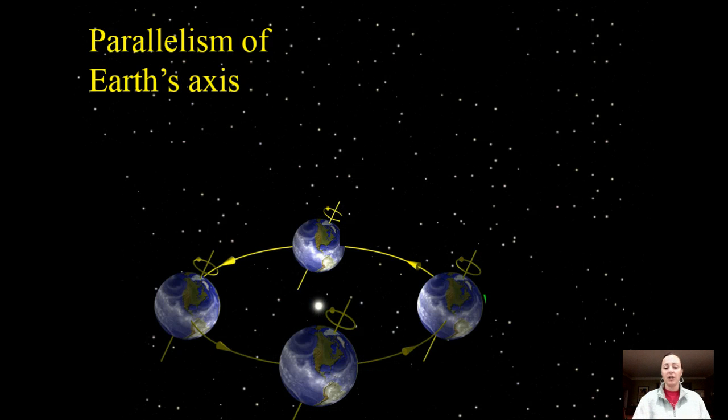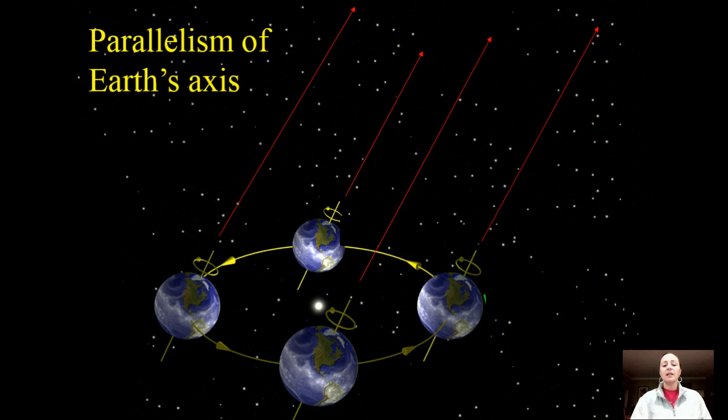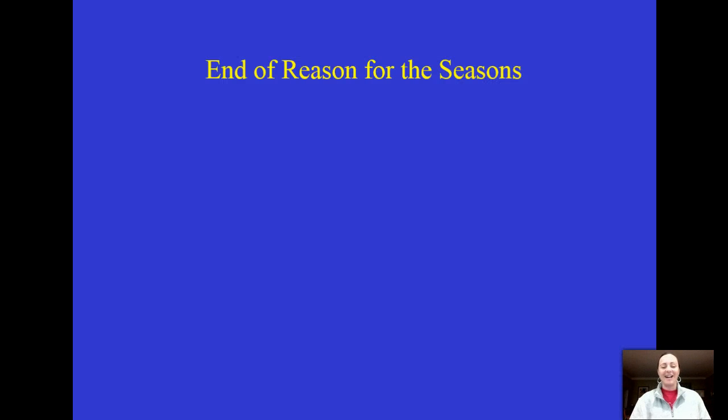Here's another depiction of the Earth's tilt and how it's in the same position for each of those demonstrated in each of these diagrams as it goes around the sun. So again, you see the Earth's axis will always be drawn in the same way, always leaning towards Polaris. Okay, so that's going to end the reason for the seasons.